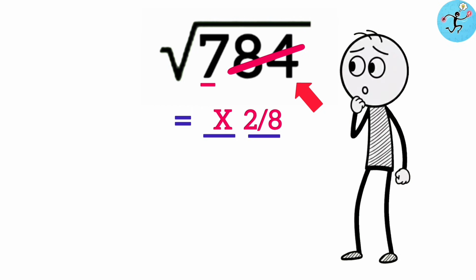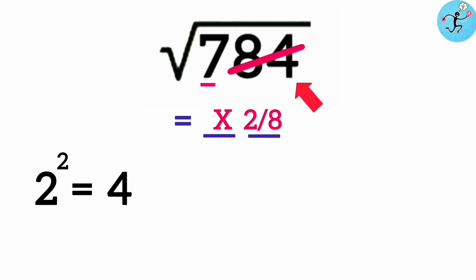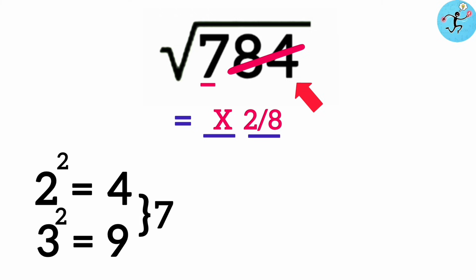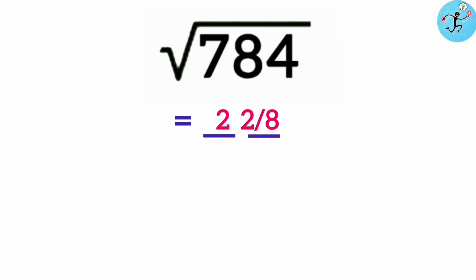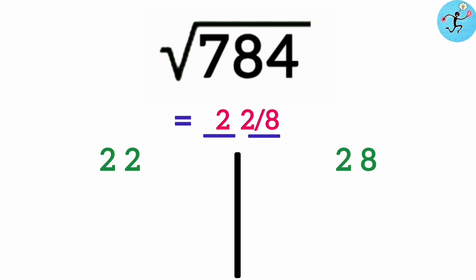Now ask yourself, between which 2 perfect squares does 7 fall? 2 squared equals 4, 3 squared equals 9. 7 lies between 4 and 9. That means the first digit of the square root is 2. Now we choose between 22 and 28.